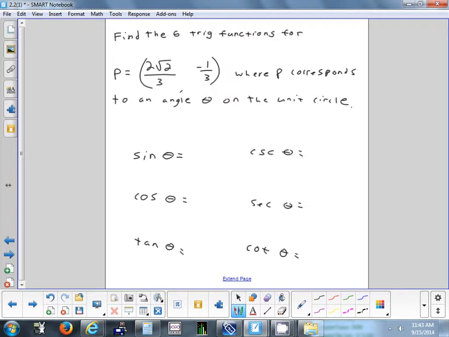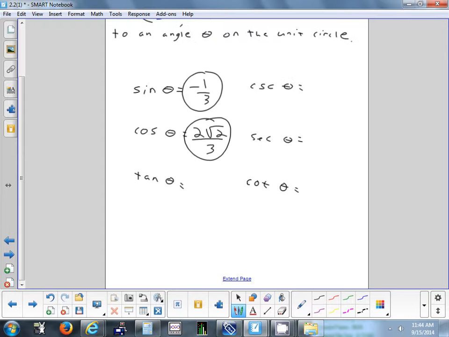So we'll start with the sine. Okay. Shelby, what's the sine? Yeah, negative 1/3. Just my y value. Okay, my cosine. Tom? Yeah, just 2 square root 2 over 3, just the x. And my tangent. Paige? How do I find it? It's negative 1/3 over 2 square root of 2 over 3.